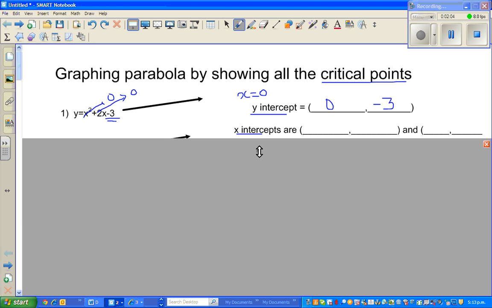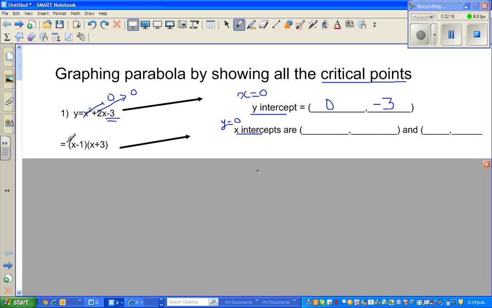Now to find the x-intercept, you have to set y is equal to 0. To factorize this, you have to think of two factors of negative 3 which add to give you plus 2. The factors are plus 3 and negative 1. Or if you think in a converse way, if you expand this, x times x is x squared, then negative 1 times x gives you negative x, and x times 3 gives you plus 3x, which gives you plus 2x and minus 3.